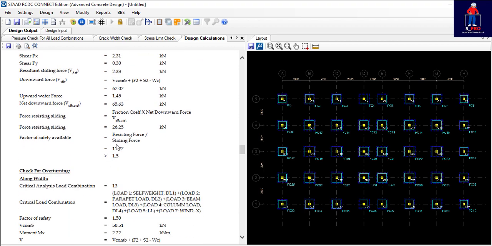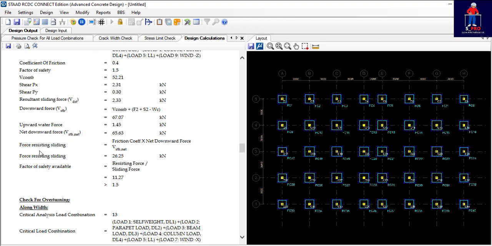You have a force resisting sliding is 26 according to the calculation. Factor of safety available sliding. You have to divide resisting force over sliding force to give you this. So the sliding force is... okay. Let me explain to you how this force is being calculated.